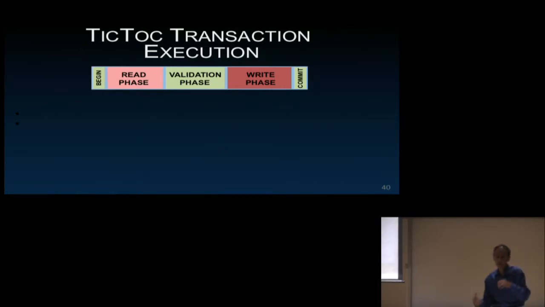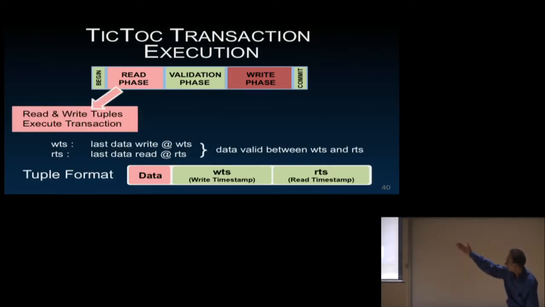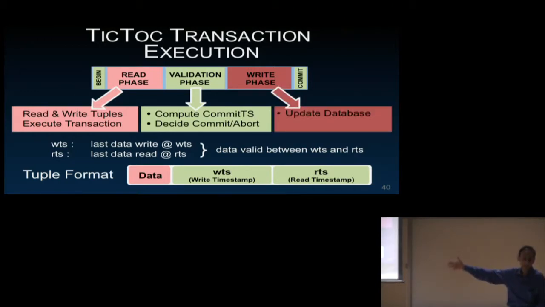And the validation phase is when you create your commit timestamp, and it's exactly the same tuple format. So we're going to read and write tuples, even though that's called the read phase, but the writes are local, okay? And you're going to execute the transaction. In the validation phase, we're going to actually compute the commit timestamp. In some cases, we'll have to abort even in our algorithm, but in many cases, like the one I showed you, you will find the right timestamps. And then finally, we're going to update the database after we've computed the commit timestamp, right?